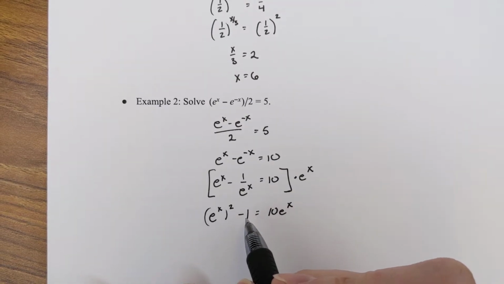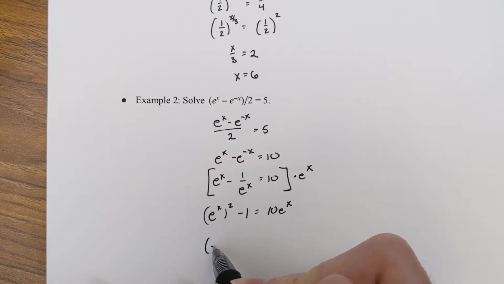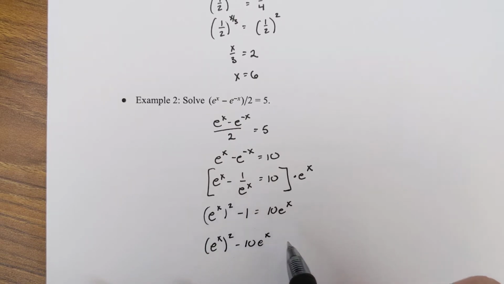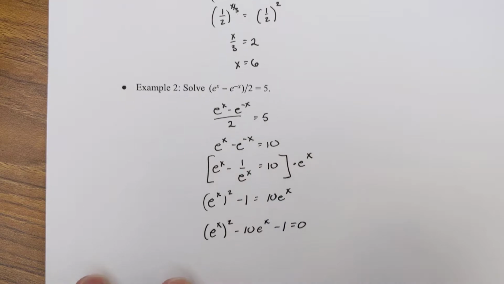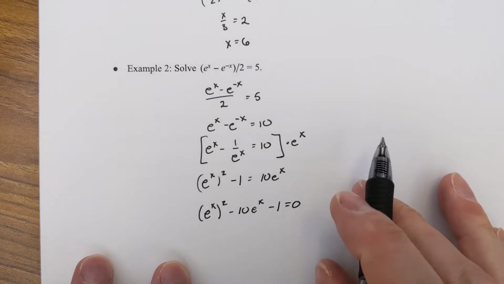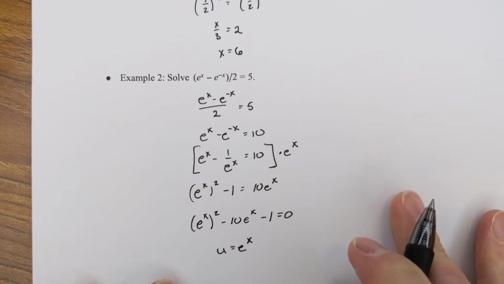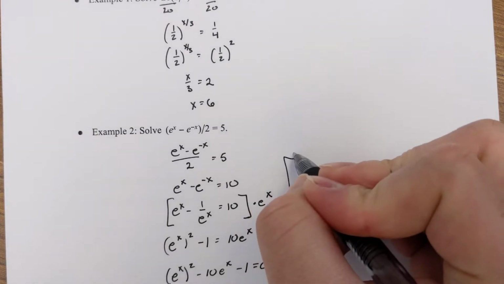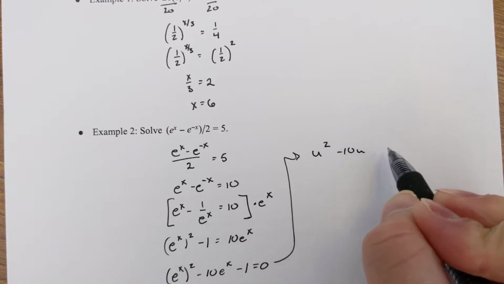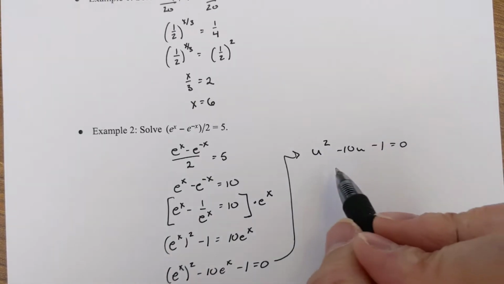Now this, even though it doesn't look like it, is related to a quadratic. So I'm going to put everything on one side. So e to the x squared minus 10 e to the x minus 1 equals 0. So what I'm actually going to do is make a substitution. I'm going to say that u is equal to e to the x. And that makes this equation become u squared minus 10u minus 1 equals 0. And then I can work out the quadratic.